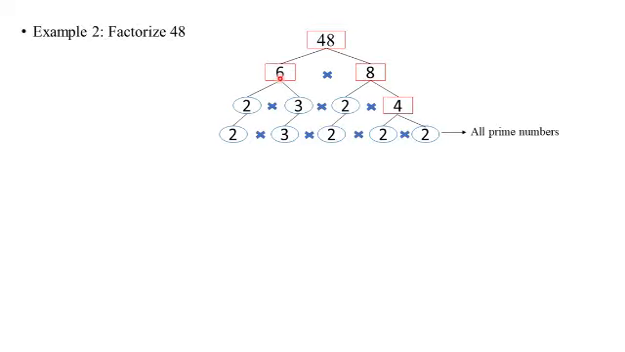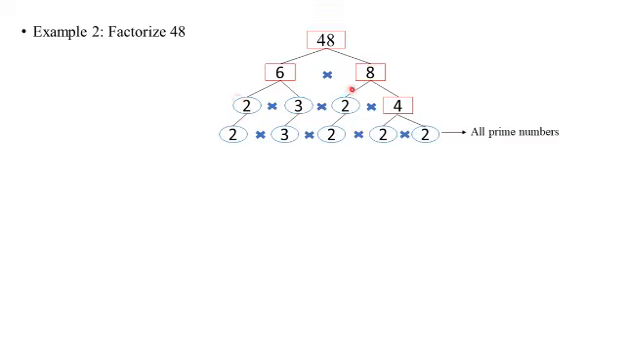One more example. Let's factorize 48 and find its prime factorization using factor tree method. We know 6 times 8 is 48. So I split down 48 as 6 times 8. Now I have two composite numbers to work out, the 6 and the 8. Now I am going to split down 6 as 2 times 3. Here 2 and 3 are prime numbers, so I circle both of them.